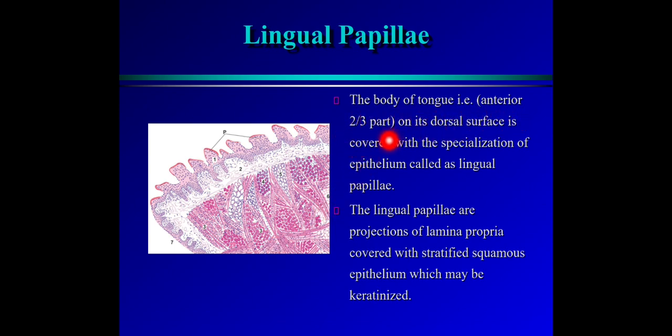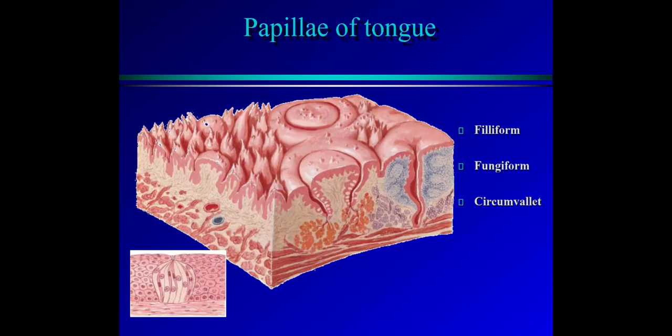The body of the tongue on its dorsal surface is covered by a specialization of the epithelium called lingual papillae. The lingual papillae are the projections of the lamina propria covered by stratified squamous epithelium, which may be keratinized, or may not be keratinized, or it may be parakeratinized. So this is the epithelium of the dorsal surface of the tongue, showing a number of papillae within it. This is the three-dimensional feature of the tongue.